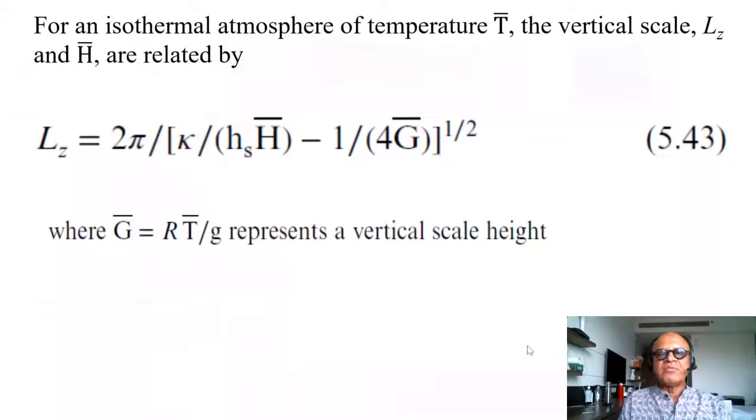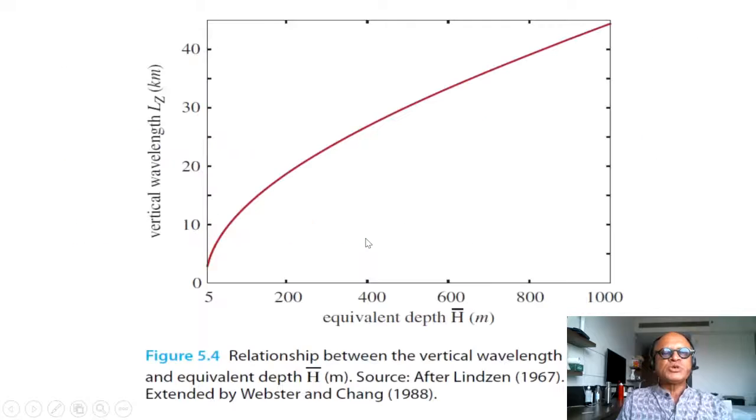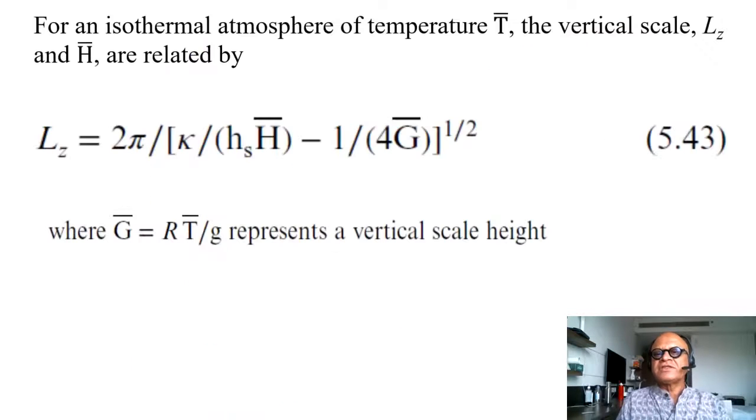Maybe I'll add a little bit more. That shows us the coupling. So if you look at the vertical wavelength LZ and the equivalent depth h bar, then you can see that as the equivalent depth increases, the vertical wavelength increases as well. Okay, that's the coupling we are talking about here. Did I say horizontal? I should be careful.